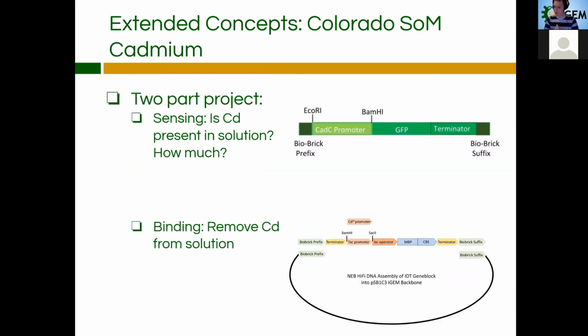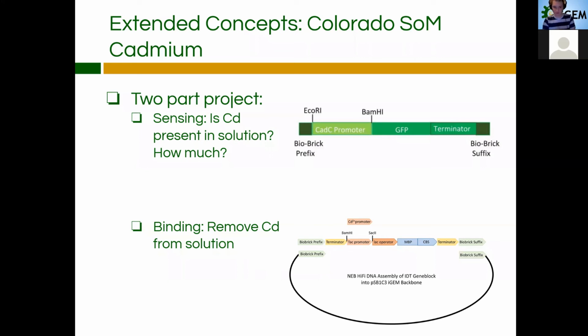Next, I wanted to include a Colorado team. This is Colorado School of Mines, and they had a different project, at least different than the other projects I saw in 2019. This one was a cadmium sensing and also reducing project. Cadmium is a heavy metal. It is poisonous to humans and aquatic life.